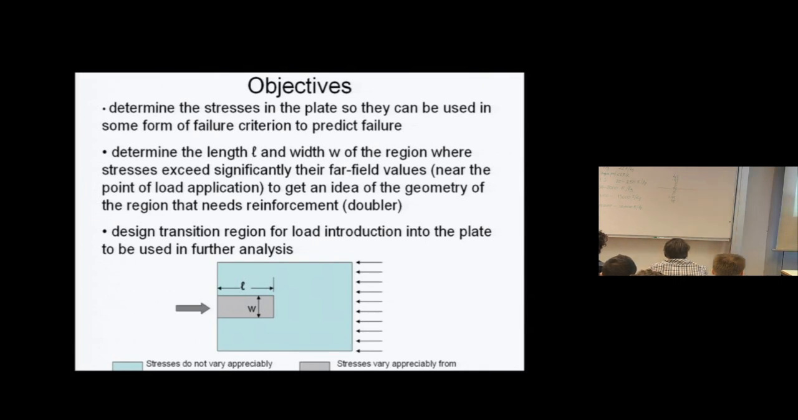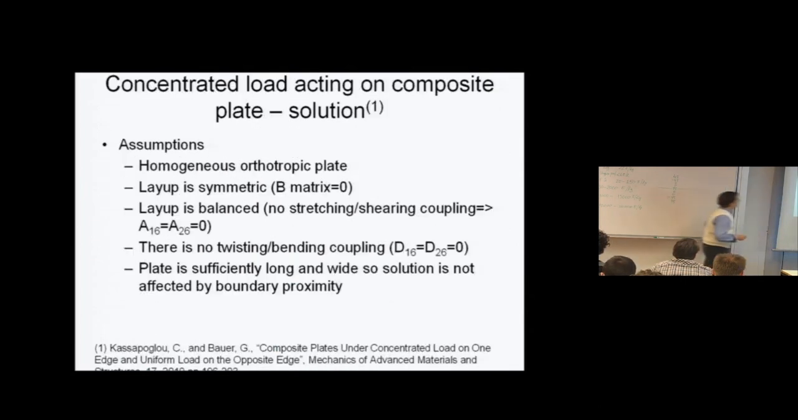In order to do that, we need to determine the stresses for this problem, and we make some assumptions. It's a homogeneous orthotropic plate. The layup is symmetric, so the B matrix is 0. That the layup is balanced, so the A16 and A26 terms are also 0. That's just for algebraic purposes to make it slightly easier. And we are assuming there's no twisting, bending, coupling.